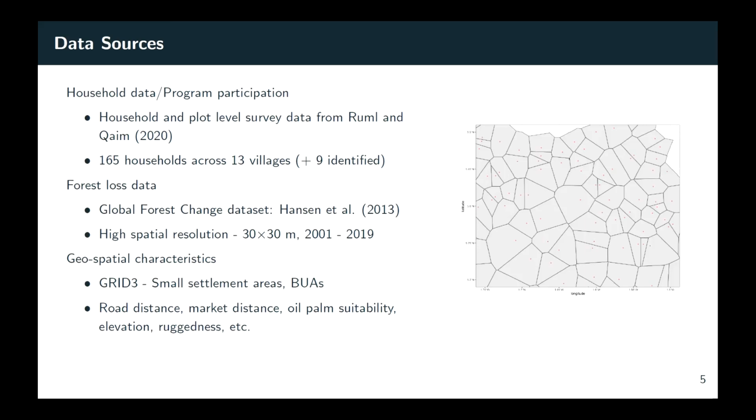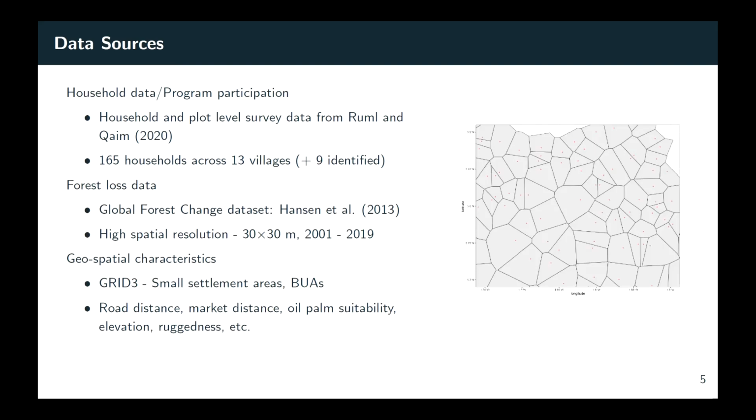We're using forest loss data from the Global Forest Change Dataset, Hansen et al. So this is high resolution annual forest cover loss at the 30 square meter resolution. So it really facilitates this kind of hyperlocal analysis. We're identifying village settlement areas using the Grid 3 data, which is a remotely sensed data product that identifies small settlements across the surface of the world. It identifies both small settlement areas and built up areas. And so in our analysis, we're masking off built up areas because we don't want to get any kind of rural or suburban regions. So we're focusing on really rural areas.